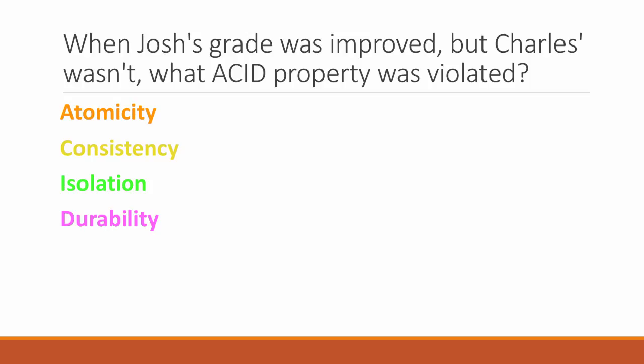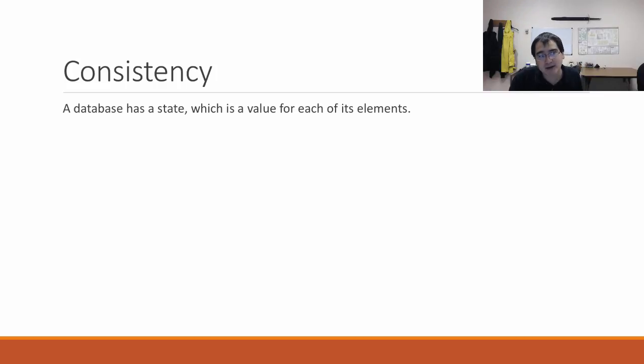All right. But because, once again, consistency is the more complicated one, I'm going to talk a little bit more about that before we move on. So another way to think about consistency is the fact that a database always has a state. What is the state of a database? It's basically all the data that's inside it, which is the value for each of its elements. Now, what's a database element? An element is a table, a row, or a database as a whole. It's really just a part of the database.